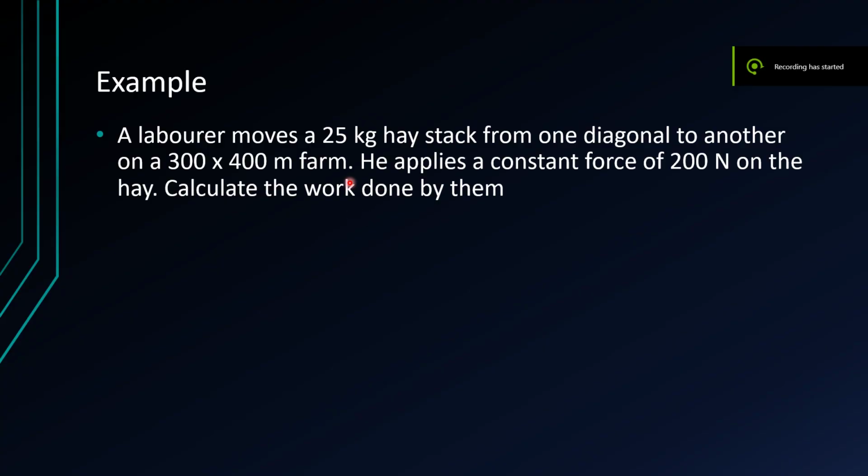So here's an example of using the work equation. A labourer moves a 25 kilogram haystack from one diagonal to another on a 300 by 400 metre farm. He applies a constant force of 200 newtons on the hay. Calculate the work done by them.